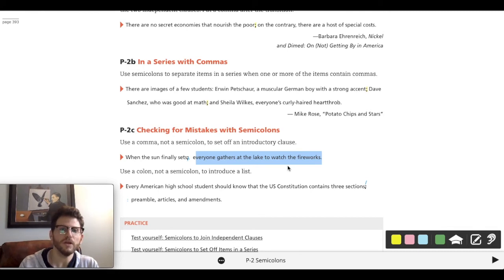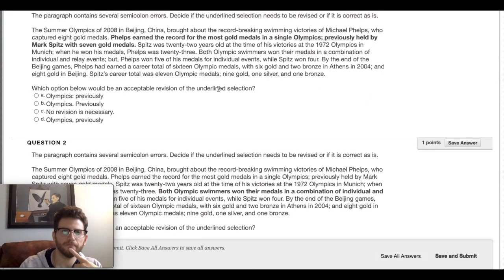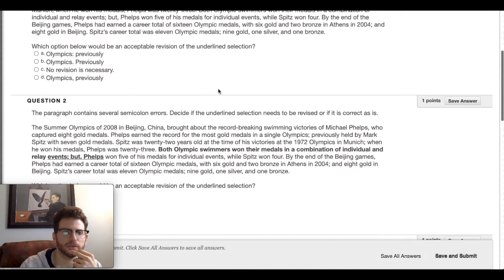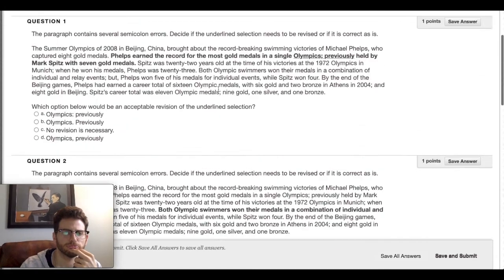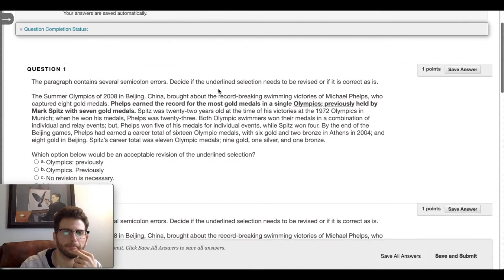And then it's also telling you, do not use a semicolon to introduce a list. That's what a colon's for, and that's why you should watch that colon video of mine, where I walk you through how to use a colon. All right, let's do a couple of exercises, and I'll have you do a few on your own. Let's look at this one. We'll read for a little bit of context.